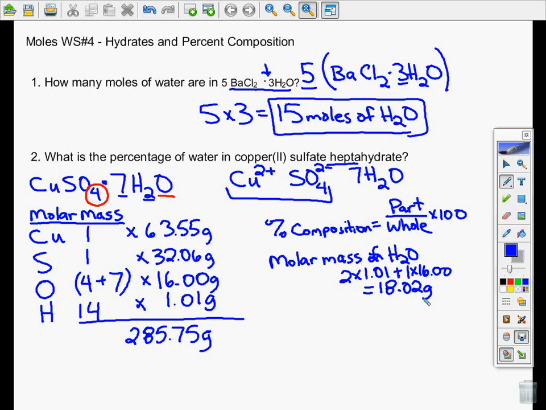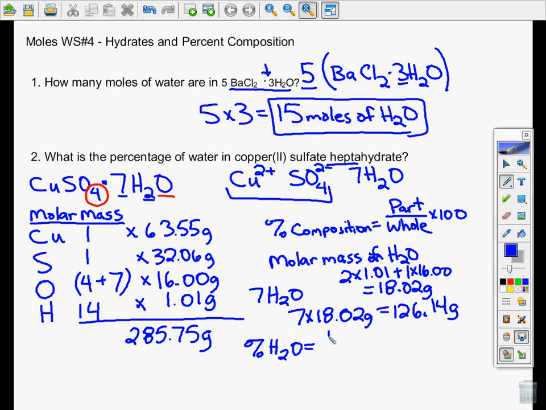Now to get all the waters, since it's heptahydrate and we have 7 of them, we have to take 7 times 18.02 grams. And from that one, we get 126.14 grams. All right? And that represents my 7 H2O that's in the formula. So now my percent water is merely going to be 126.14 grams, the mass of the water, divided by the molar mass of the entire compound, 285.75 grams.